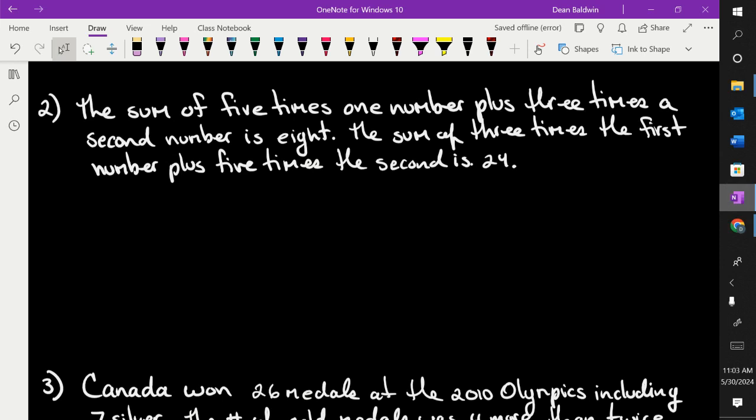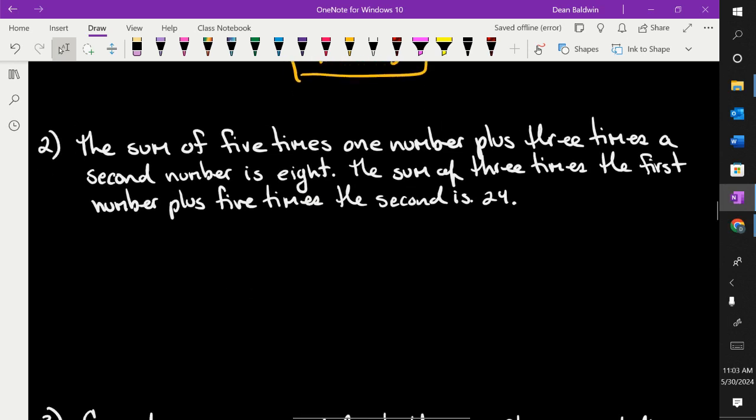Okay. The sum of 5 times one number plus 3 times the second number is 8. Okay, just stop there. Every sentence is essentially an equation. So this first sentence is your first equation. Let's go through it. Sum. What does sum mean? It means you're adding. 5 times something. Literally 5 times something. So times 5. Plus, that's pretty evident. It's plus 3 times. So that's times 3. A second number is, what does is equal? I just told you. Is means equal, right?